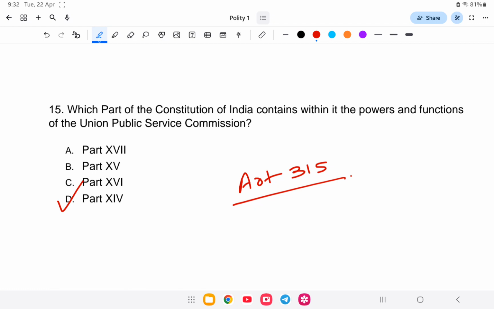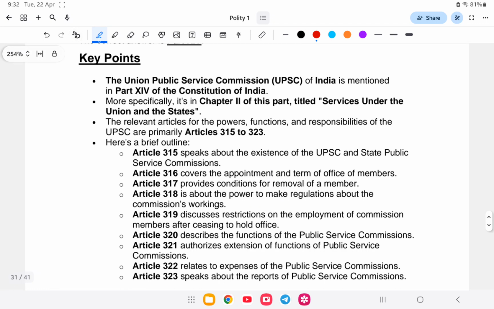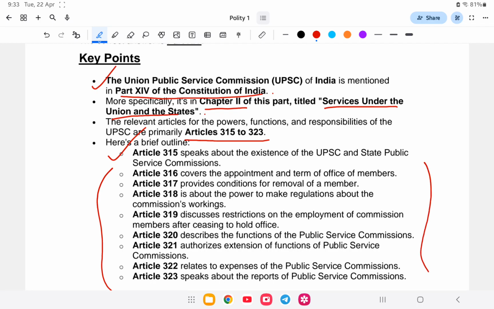Let us study in detail. The Union Public Service Commission comes under Part 14 of the Indian Constitution, in Chapter 2 of this part, titled Services under the Union and the State, from Article 315 to 323. Article 315 provides for UPSC and State Public Service Commission. There are various articles relating to the Public Service Commission. Let us go to the next question.